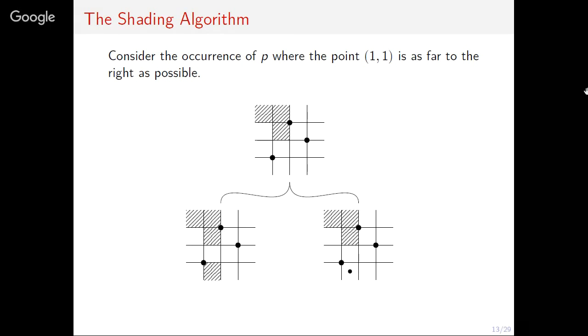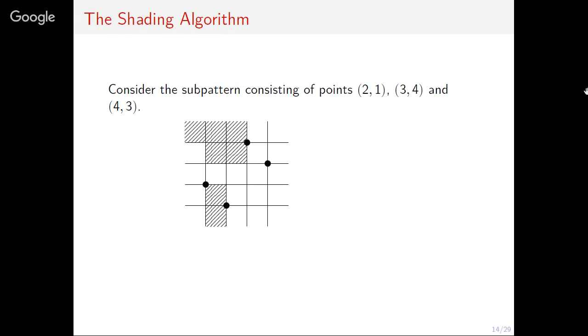So what happens if it contains a point? Well, let's pick a very specific point: the point that is leftmost in this area. And we just add it to the mesh pattern. That basically means that this occurrence of P here is an occurrence of this mesh pattern on the right. And let's consider this subpattern consisting of the points 2, 1, 3, 4, and 4, 3, the last 3 points here.